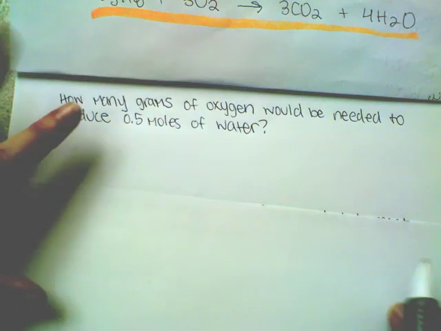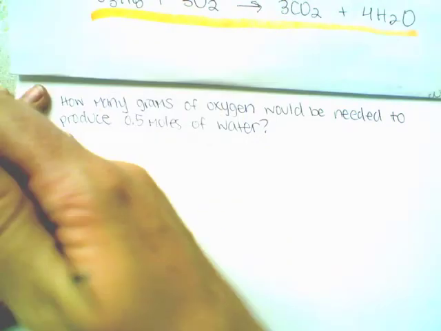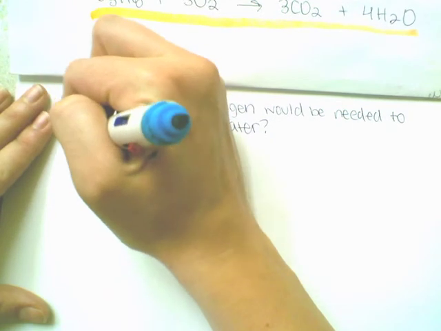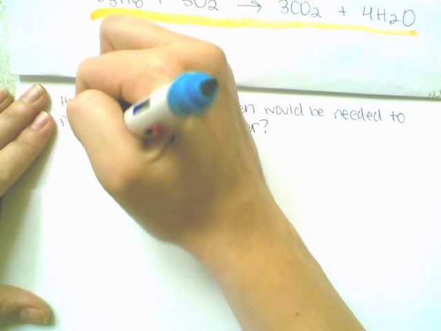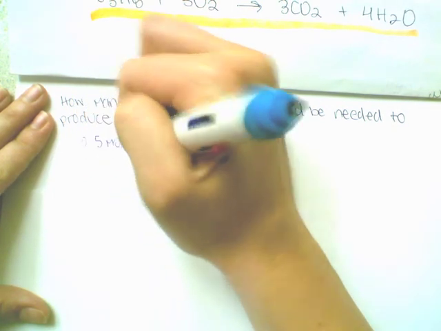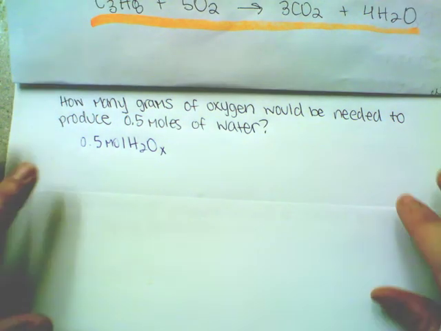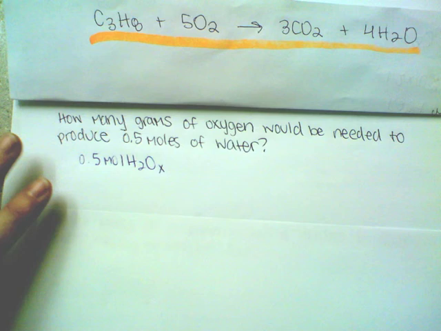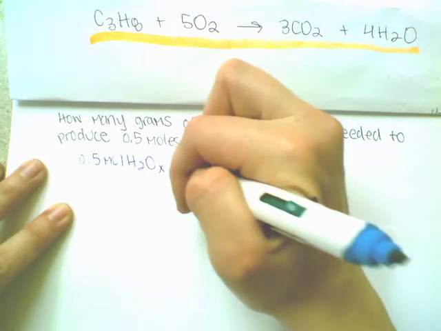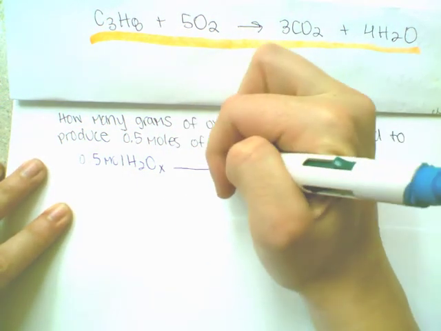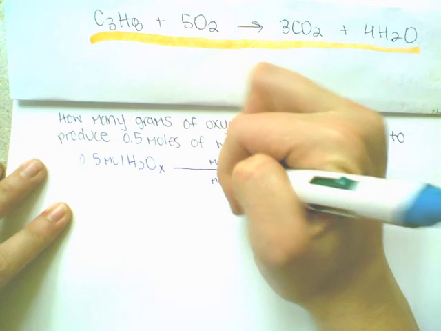Okay, so start by writing the given information. 0.5 moles of water. Okay, and we said the first step is going to be a ratio of coefficients. So just like before, ratio of coefficients is moles to moles.